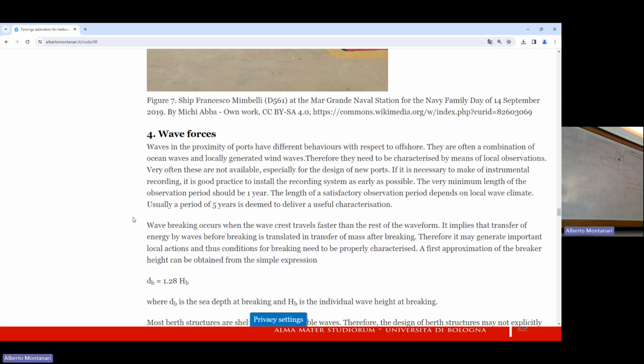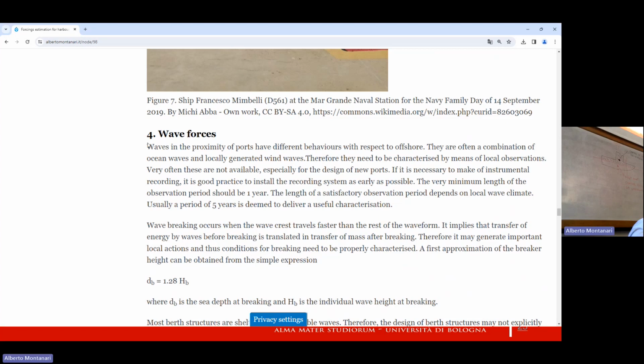But it is a movement of mass. Waves are, in general, a movement of energy. The movement of mass is very limited, unless they break. If they break, of course, you translate part of the movement of energy into movement of mass.